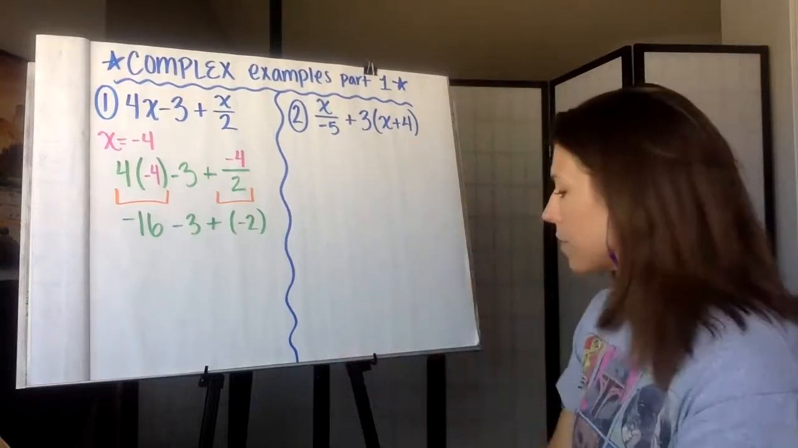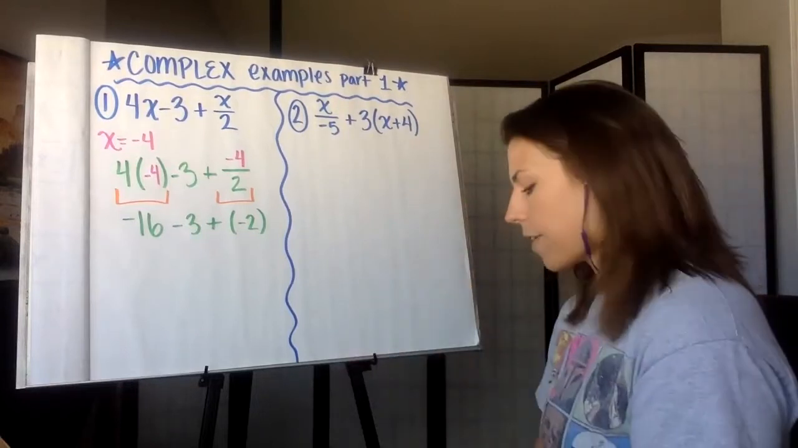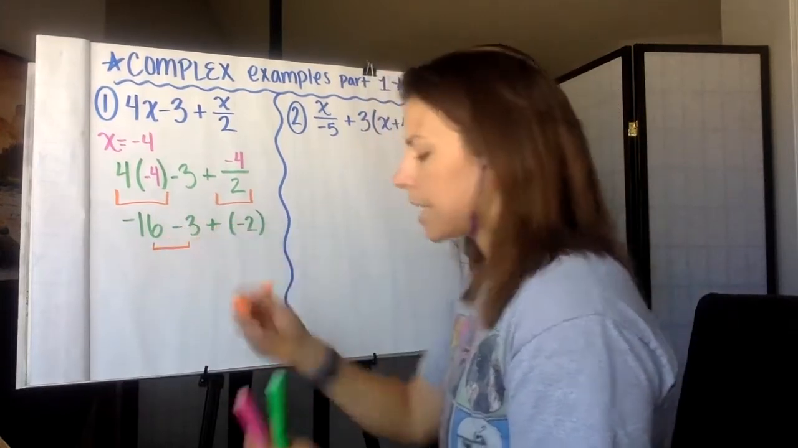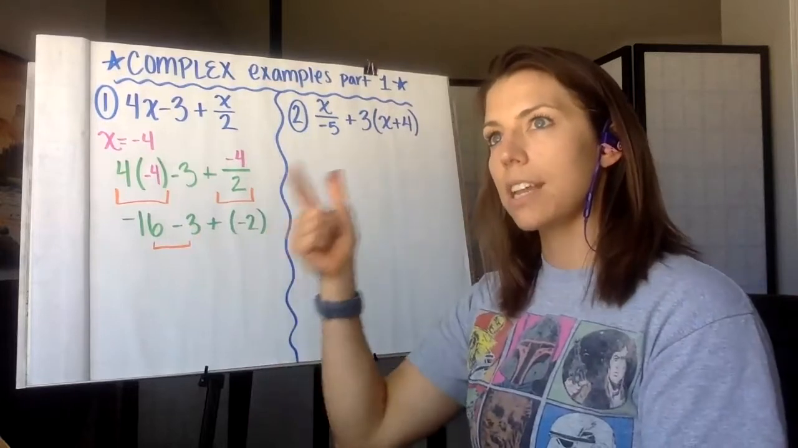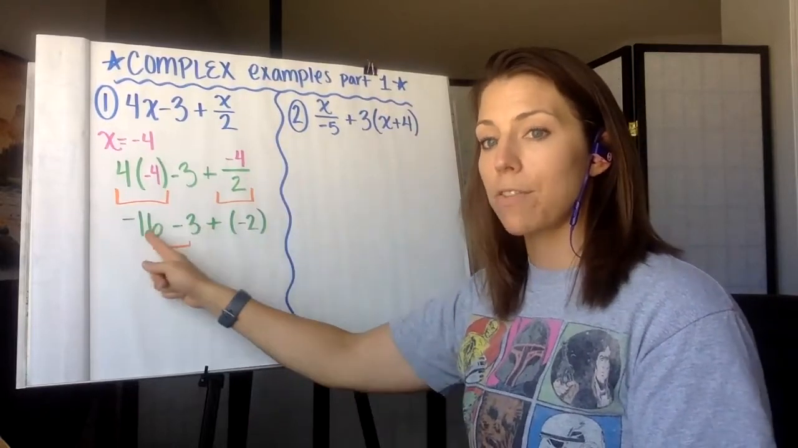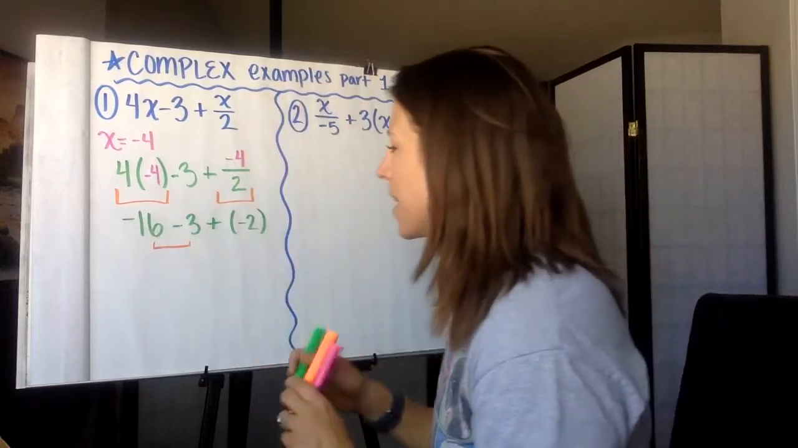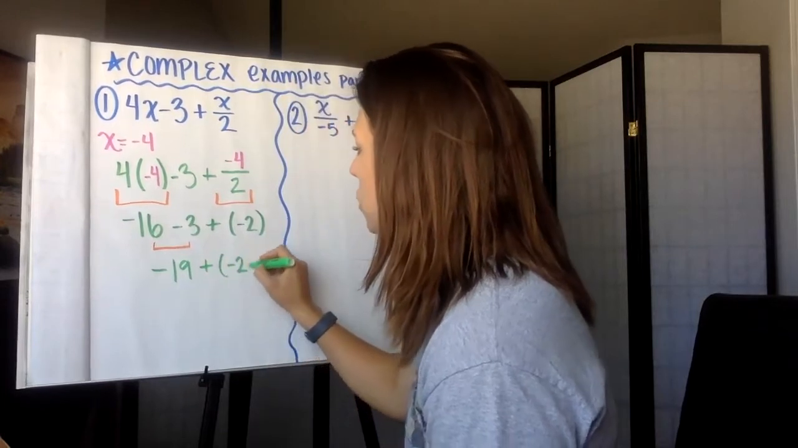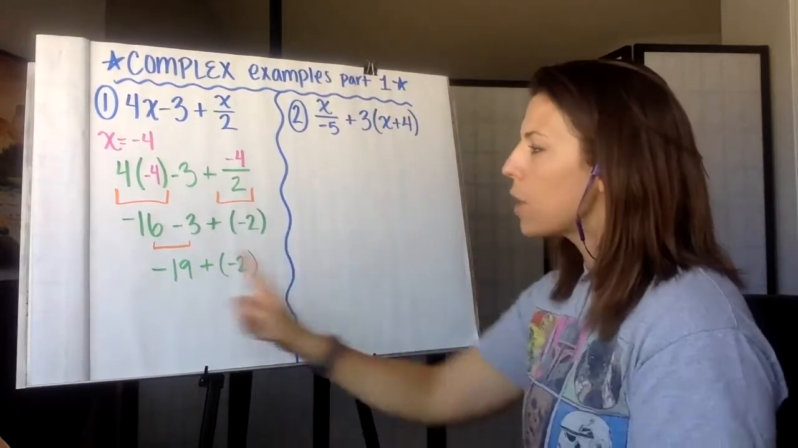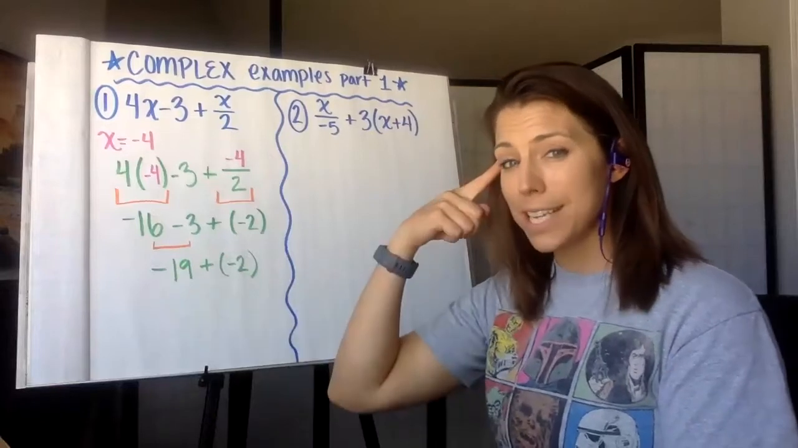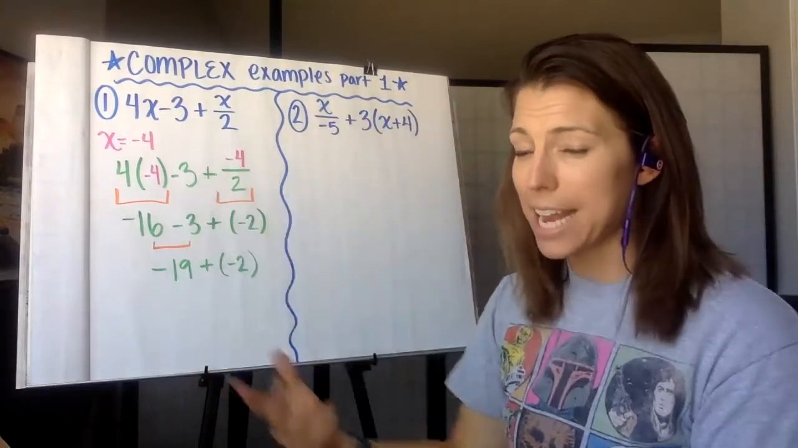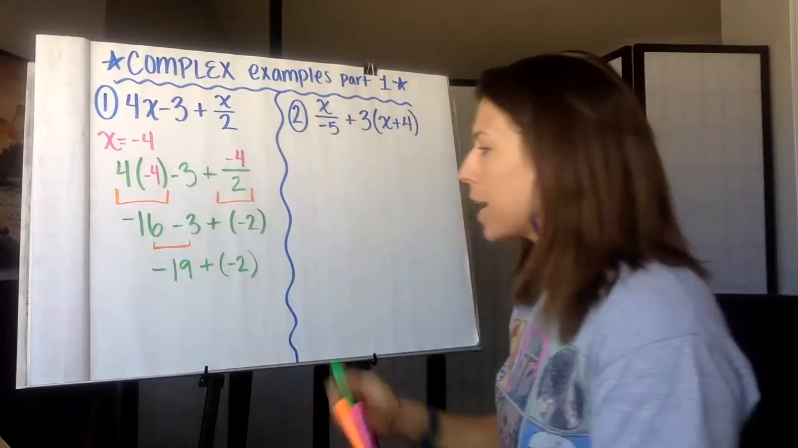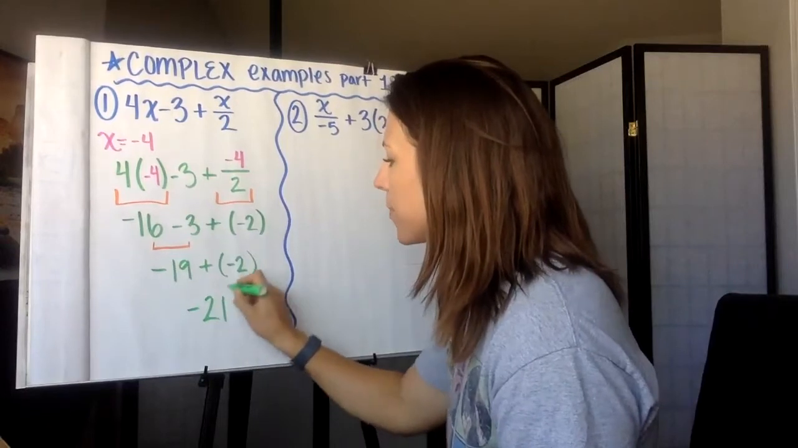All right, now that we're out of all of our products and quotients, let's just go ahead and simplify from left to right. Negative 16 minus 3, let's see, I'm counting back: negative 16, negative 17, negative 18, negative 19. Notice when you're subtracting from a negative, that negative gets bigger. So this is negative 19 plus negative 2. Now, do I want to change this into subtraction? Well, because they're both negative, sometimes it's easier for us mentally to keep it as adding a negative, because I'm just going negative 19 plus 2 more negatives for a grand total of negative 21.